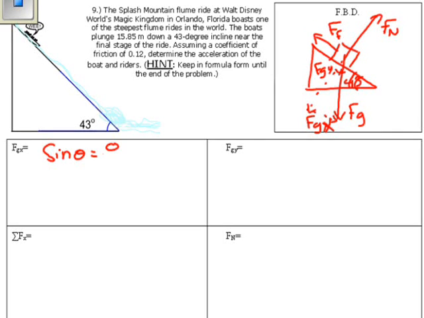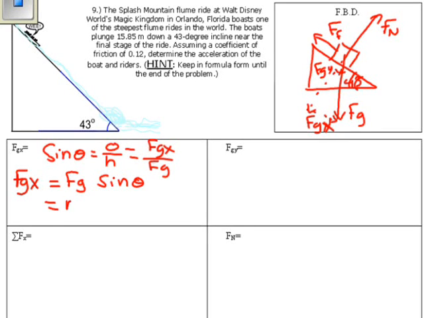So the first one is Fgx. Since Fgx is opposite of the angle, we can use the sine function. Rearranging this to solve for Fgx, we get Fg sine theta. We can make Fg more compact by saying that Fg is equal to mg. So now Fgx is equal to mg sine theta. According to the hint, we're going to leave it like this until the end of the problem.